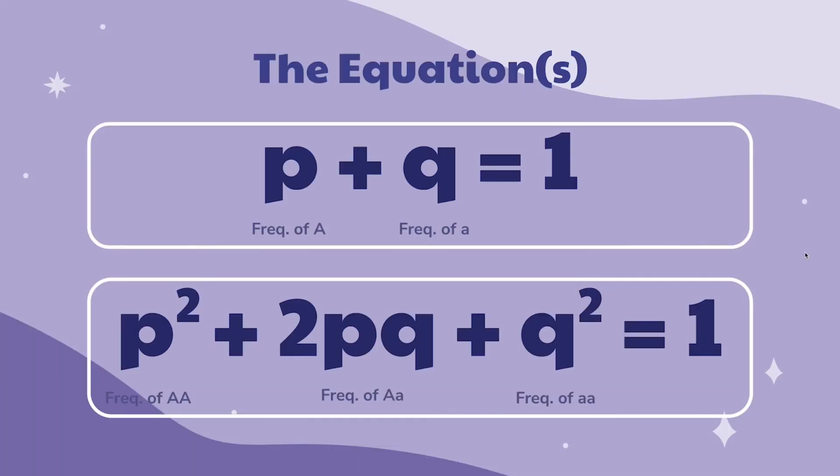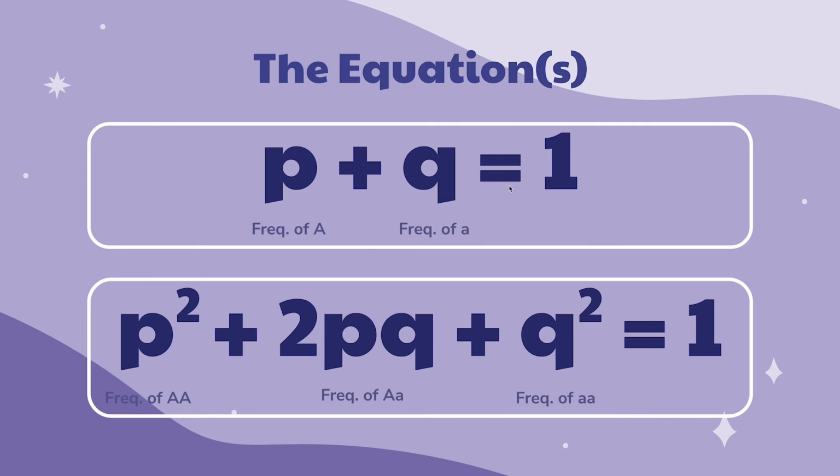Okay, so here are the equations associated with Hardy-Weinberg. So what we start out with is a pretty intuitive one. p plus q equals 1. p is the frequency of the dominant allele, and q is the frequency of the recessive allele. And it makes sense that they add up to 1 because everyone is going to be either a big A or small a. So it makes sense that the frequencies would add up to 1.